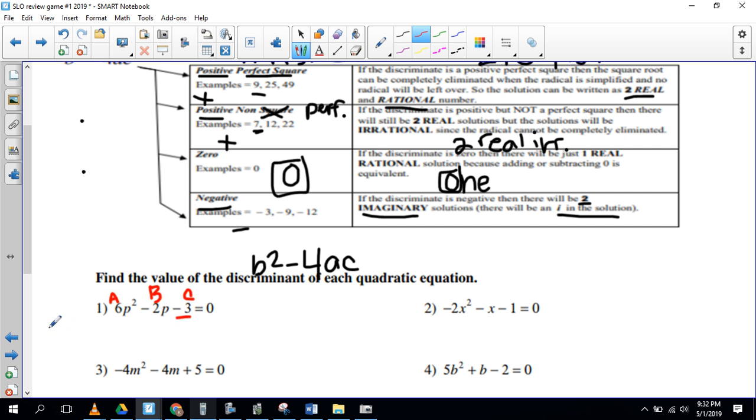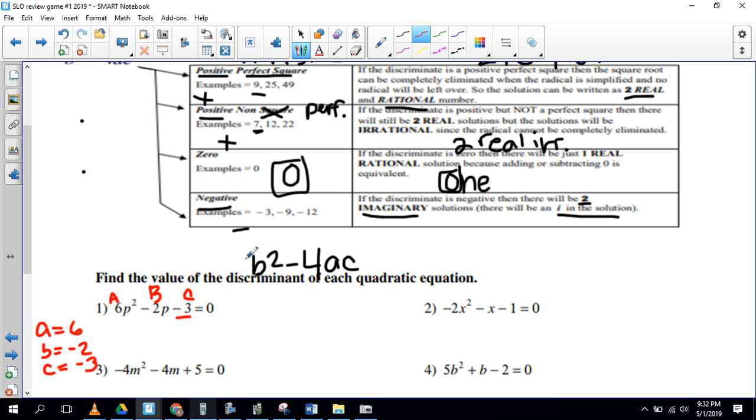And so I'm just going to write it out. A lot of times, you can see it makes it a little bit easier. A is 6, B is negative 2, and I like to write it out like this so you'll know to put your negatives, and C is negative 3.